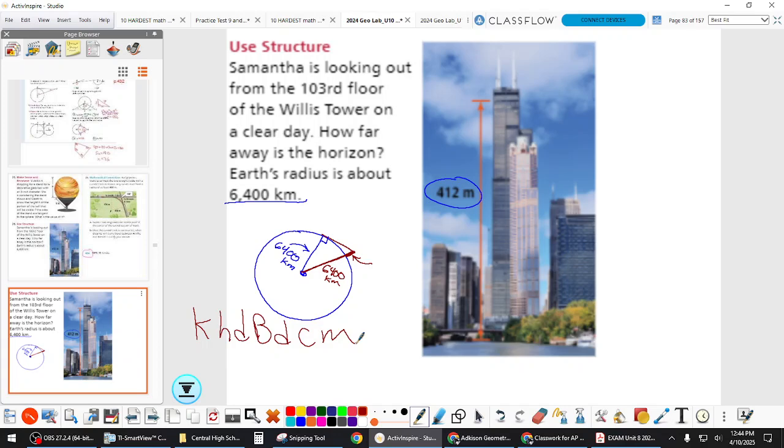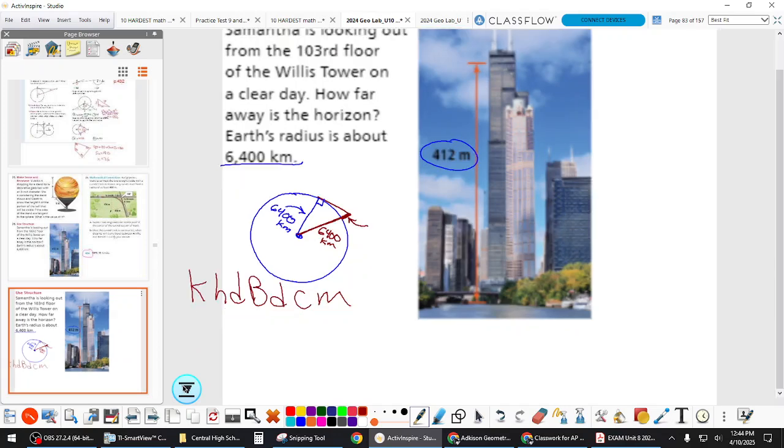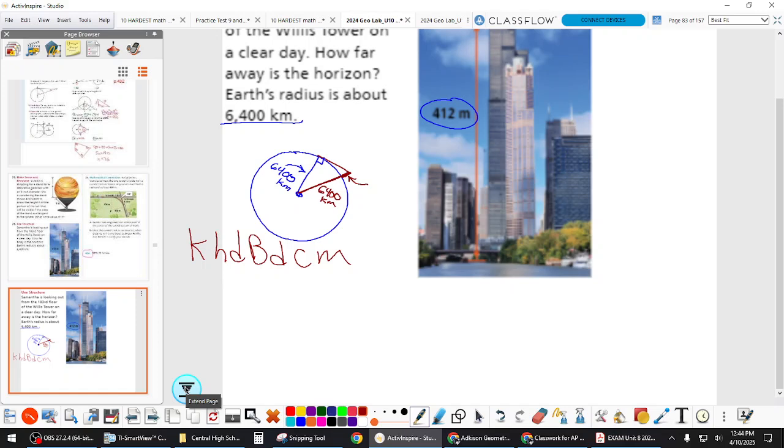Do you remember this metric prefix thing? This is a side note, just for fun. Kilo, hecto, deca, base, deci, centi, milli. Do you remember those? You never learned them?